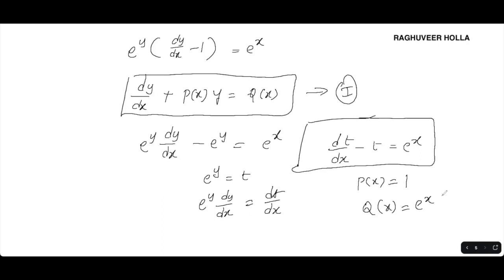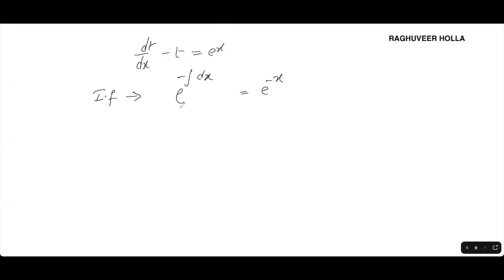Now let us solve this. Find the integrating factor. So let us move further solving this. We found that p will be minus 1 and q is e to the power of x. So the integrating factor will be e to the power of integral of minus dx. So this is e to the power of minus x.